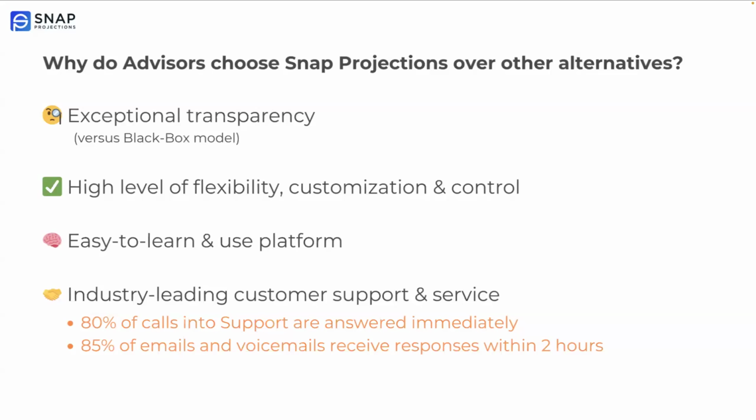Next comes flexibility, customization, and control. Without that, you can't model your clients' lives accurately or make the plans truly personal. Next, Snap is easy to learn and easy to use. Lack of ease of use is one of the biggest barriers to software adoption. If it's hard to use or the learning curve is steep, no one wants it. There are no barriers to getting started with Snap. You simply sign up online, gain instant access, and get to work with an intuitive program.